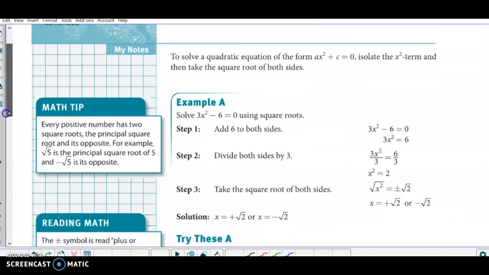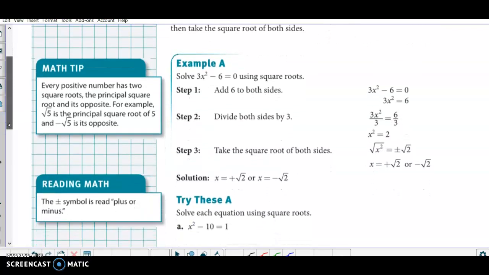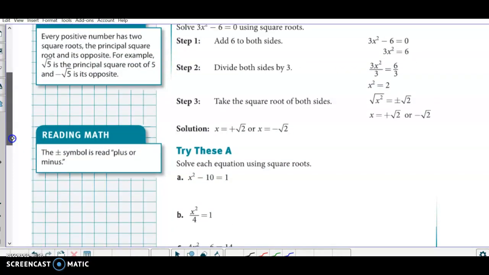Here they've given you an example. Isolate the x squared term, take the square root on both sides. So you can see they moved the 6. They added 6 to both sides. I apologize. Add 6 to both sides. 0 plus 6 gave you the 6. They divided by the 3, got x squared equals 2. They took the square root, and again, they wrote it like this.